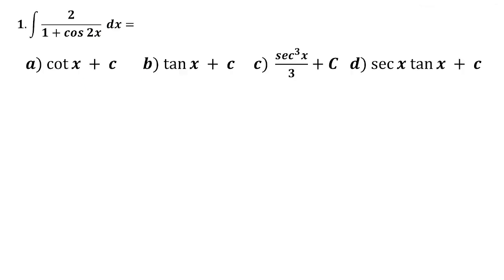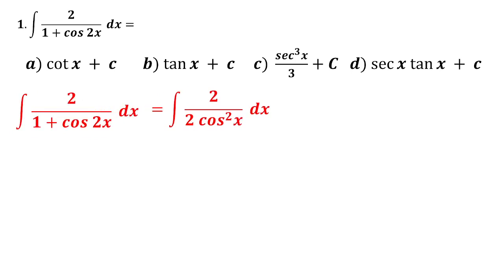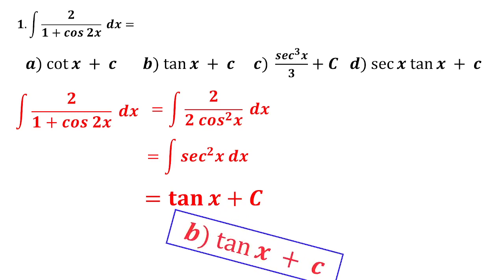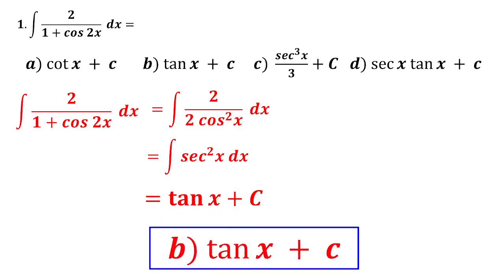Question number 1. Integral 2 upon 1 plus cos 2x we have to check out. Now you know that 1 plus cos 2x can be written as 2 cos square x, 2 getting cancelled, therefore it is secant square x, therefore the integral is tan x plus c. Therefore the option is B, tan x plus c.